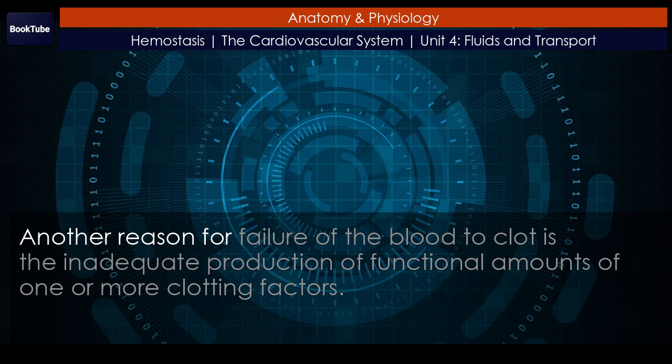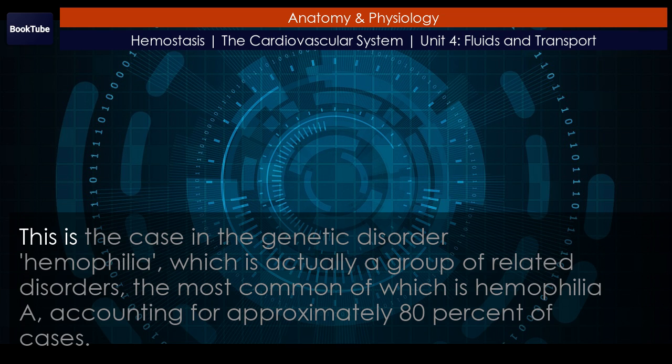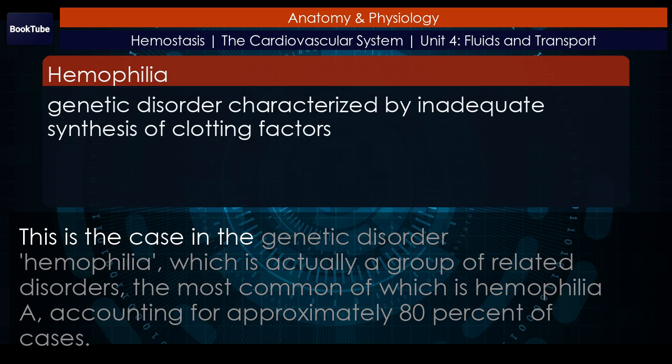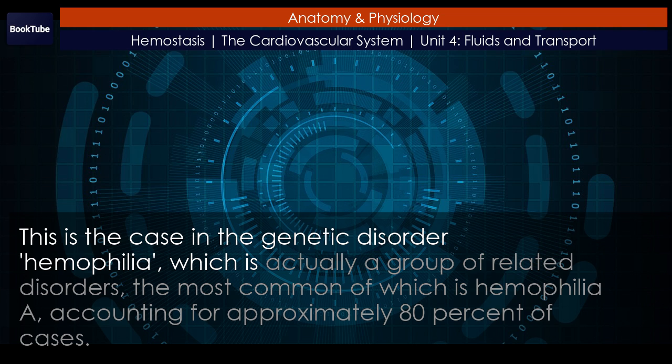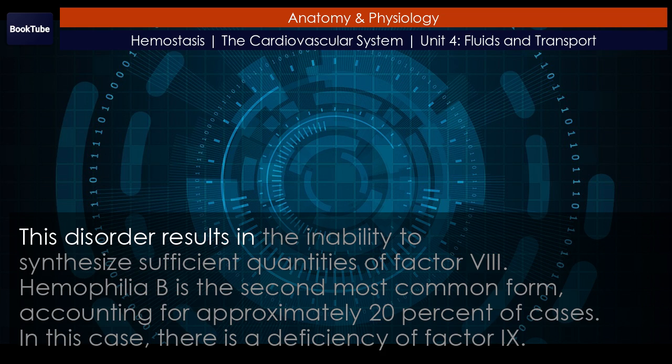Another reason for failure of the blood to clot is the inadequate production of functional amounts of one or more clotting factors. This is the case in the genetic disorder hemophilia, which is actually a group of related disorders, the most common of which is hemophilia A, accounting for approximately 80% of cases. This disorder results in the inability to synthesize sufficient quantities of factor 8.